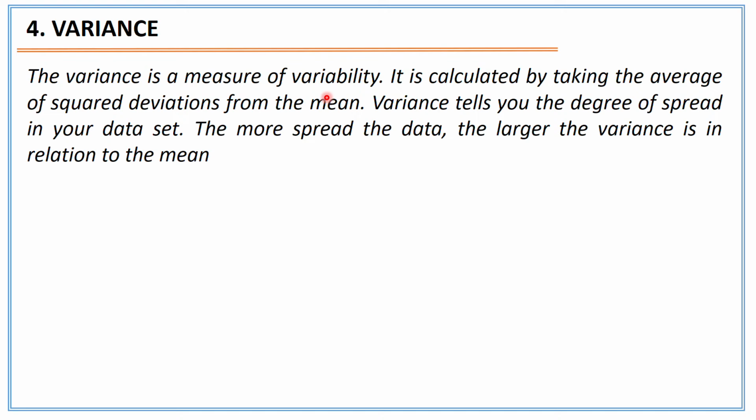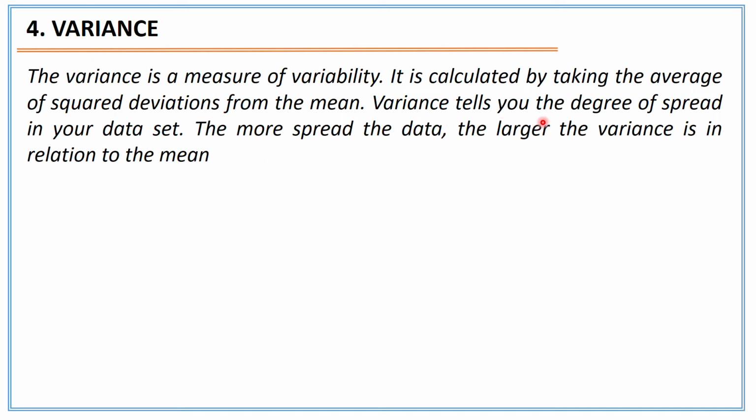What is variance used for? It is used to see the variability of the data, how data is varying, and it is calculated by taking the average of squared deviations from the mean. That means every time you subtract the mean from the value and take the square of it, and then you can calculate the variance. I will show you the formula in the next slide.